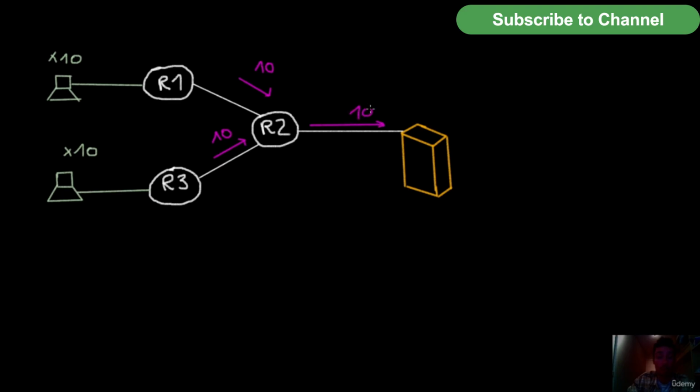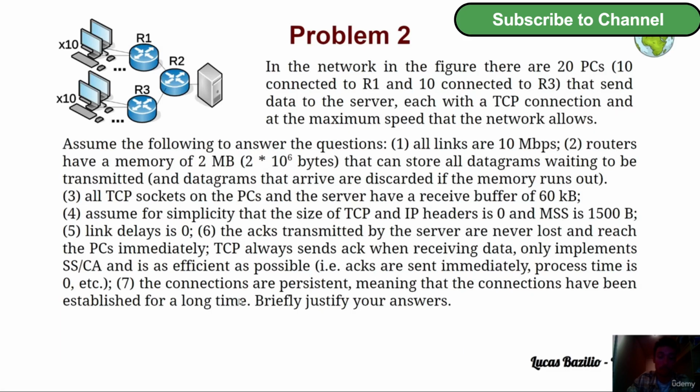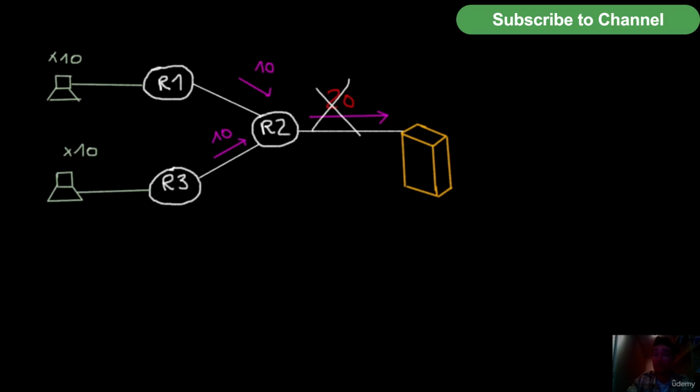Of 10 megabits. However, here we have 20 megabits per second arriving in total, because 10 from here and 10 from there. If we try to send 20 megabits per second in here, this will not be possible, because all the links have a maximum speed of 10 megabits per second, as we can see in the first assumption. That's why this is a bottleneck.